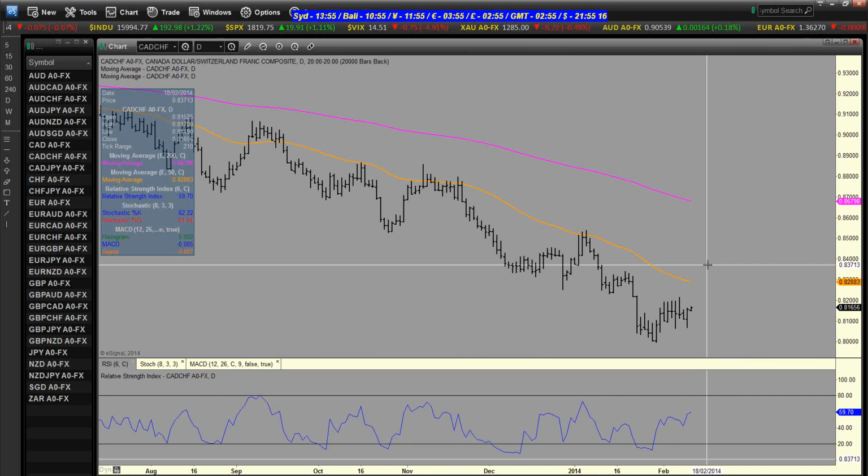Any 90 or 10% extremes showing on the COT report? I haven't had a look yet.